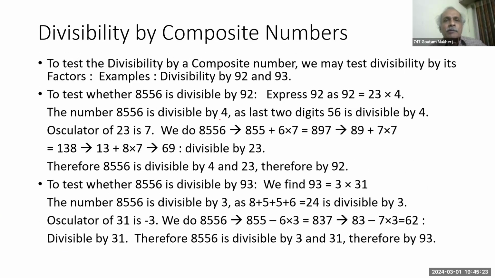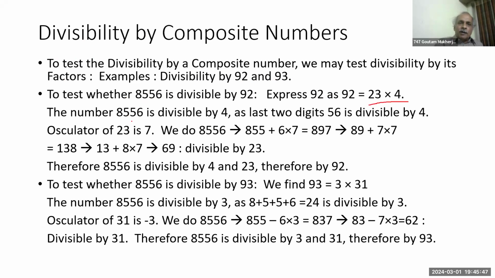Now we come to divisibility of composite numbers. For a composite number, we have to see the divisibility separately by two different components. See divisibility by 92 and 93. To test whether 8456 is divisible by 92: this 92 is actually 23 into 4. So separately you have to see.